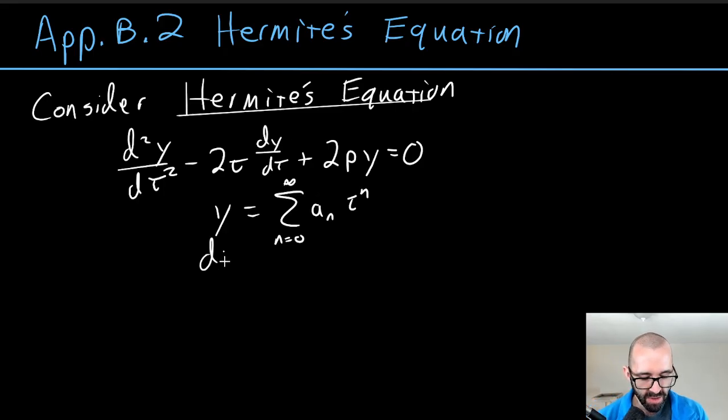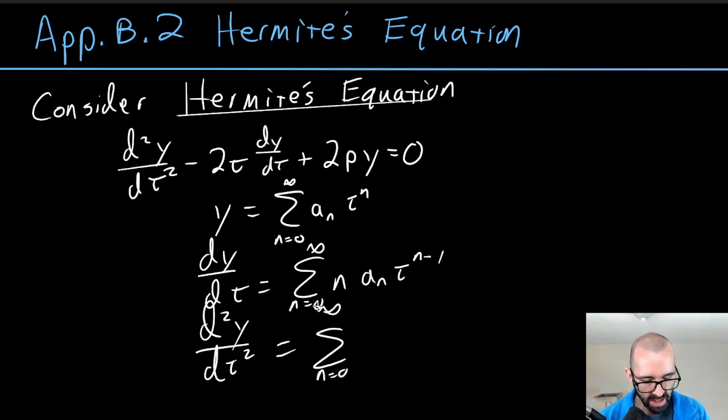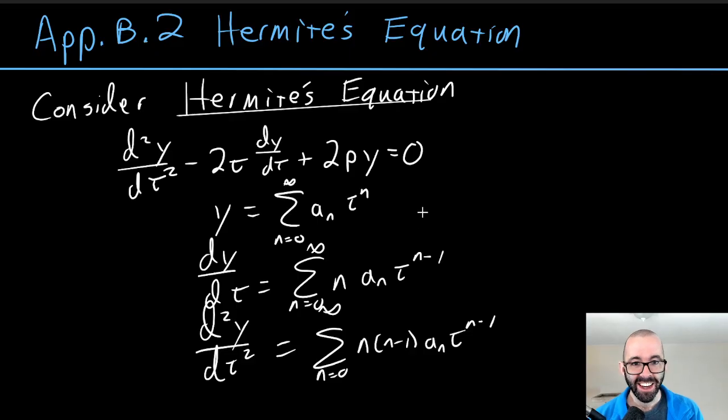And of course, we're going to need the derivative too. Just like before, we take the derivative the exact same way. It's just going to be n times a sub n times t to the n minus 1, just the power rule. Again, we're going to ignore whether we can take the derivative in this way. We'll also need the second derivative, which is just taking the derivative again. We just get n times n minus 1 times all this. And now we just plug all this in, we strap ourselves in, and we get an algebra problem.